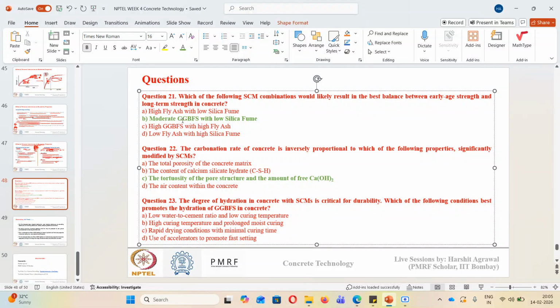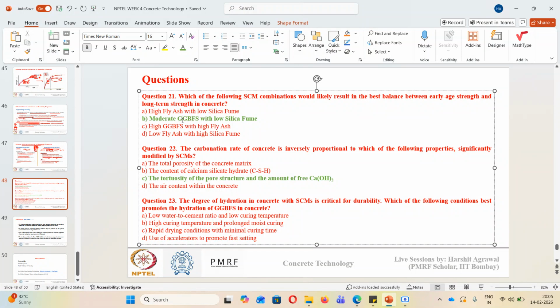However, we know SCMs consume calcium hydroxide, which can affect the pH of concrete. So that's why both are there. Tortuosity of pore structure and amount of free calcium hydroxide are both getting reduced, which can affect the carbonation rate of concrete.